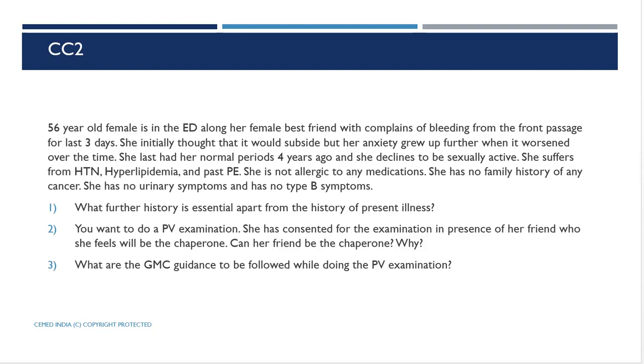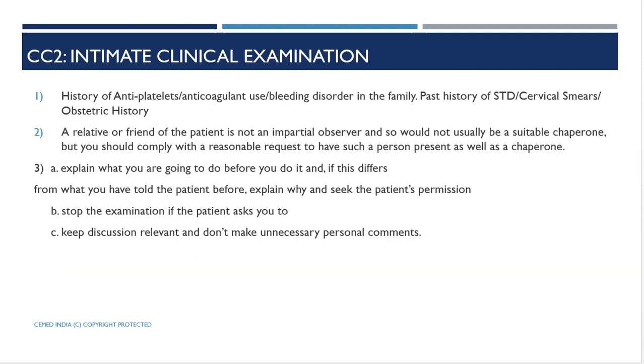You want to do a PV examination. She has consented for the examination in presence of her friend who she feels will be the chaperone. Can her friend be the chaperone? The answer is a straightforward no. She can be present, but she cannot be a chaperone. And why? Because a relative or friend of the patient is not an impartial observer.